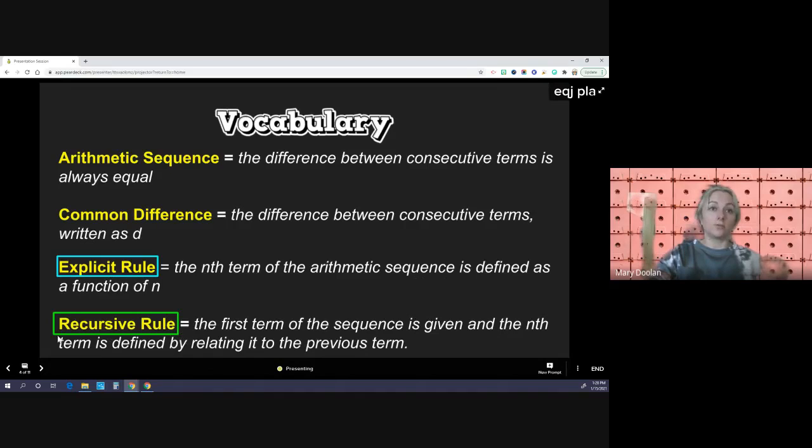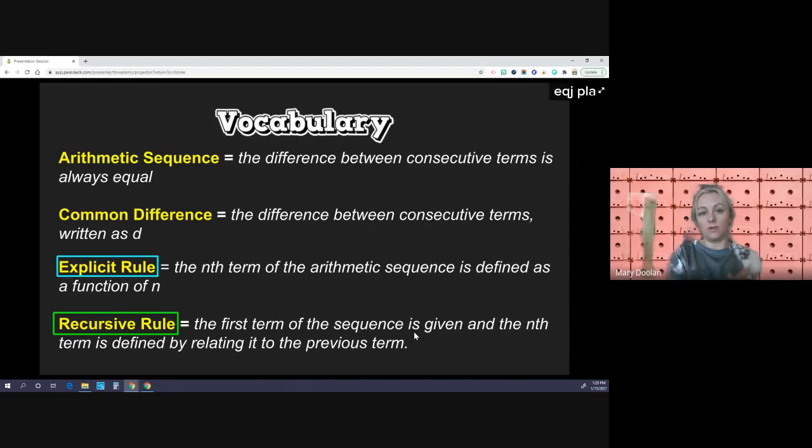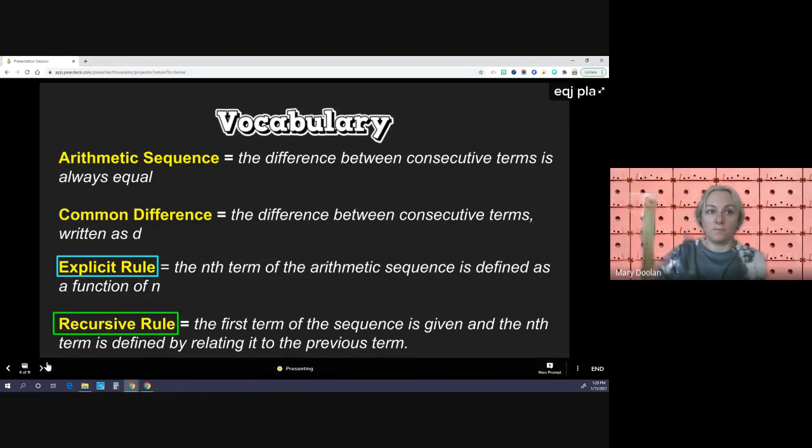And a recursive rule, with the green box around it today, is where the first term of the sequence is given to you. The first term has to be just given to you, like f of 1, the function at 1. What is the first term in the sequence? And also we have to define the nth term by relating it to a previous term from the function.